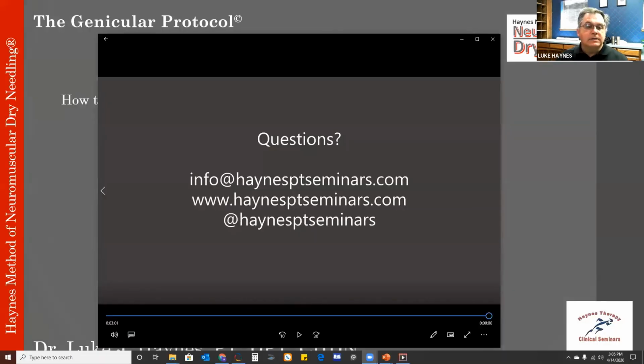So lastly, it's just some summary and conclusions. The genicular protocol that I've been using has shown me some really good results in dealing with knee OA, degenerative joint disease, and seeing some really good results. Obviously, we're not growing cartilage. We're not making permanent changes. It's just another method of managing pain symptoms.